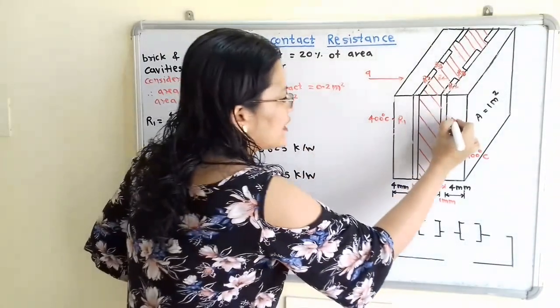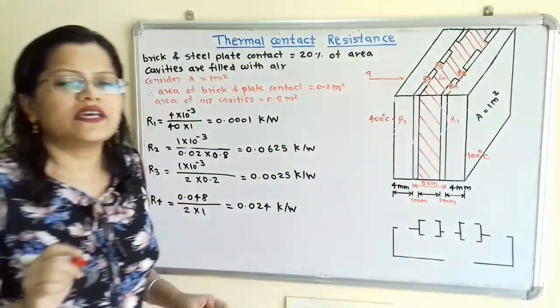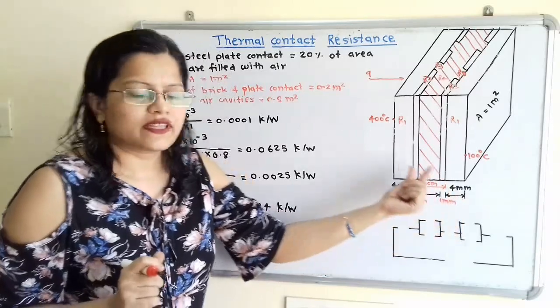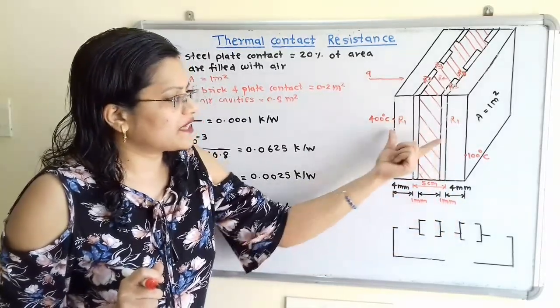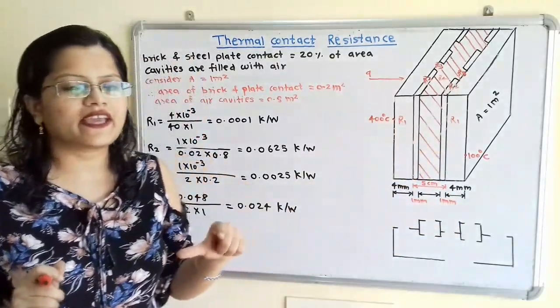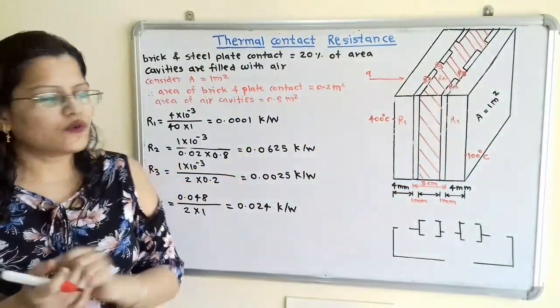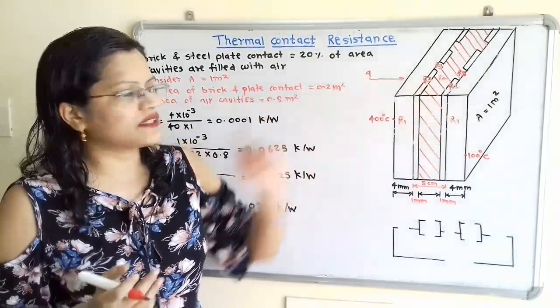Now why are we taking the same resistance here? That is because the thickness is the same, the conductivity is also the same, that is, the material is the same, and the area is not mentioned, so we have to consider 1 meter square. So we will refer to the same resistance.